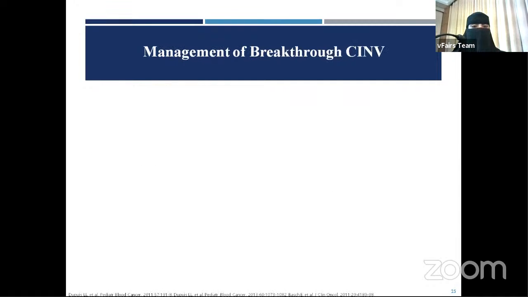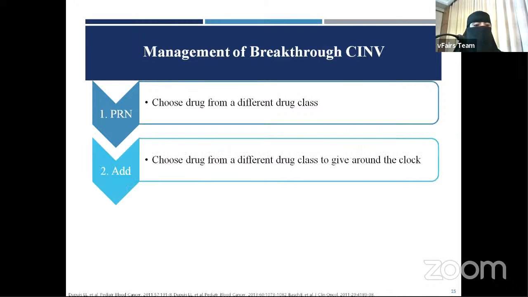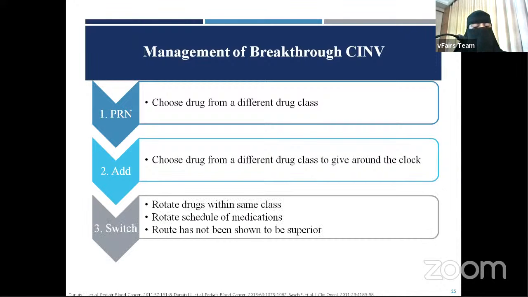For breakthrough nausea and vomiting, first, before discharging the patient to home, you have to add one of the other class medications as a PRN medication, and ask your patient if he had any experience of nausea or vomiting to add this medication to his home medication as around the clock, not just PRN. So if the patient still has nausea and vomiting, rotate the drug within the same class or rotate the scheduled medication. Don't rotate the route because it has the same effect mainly.